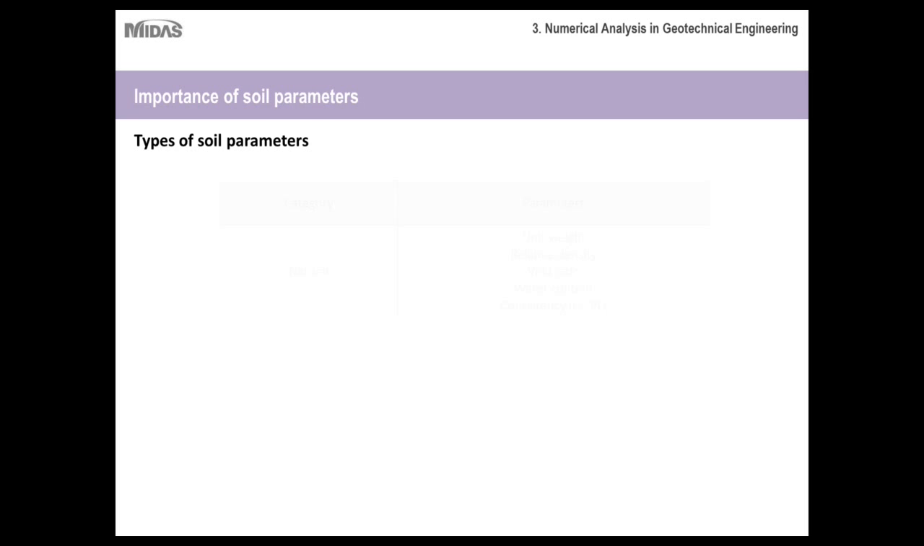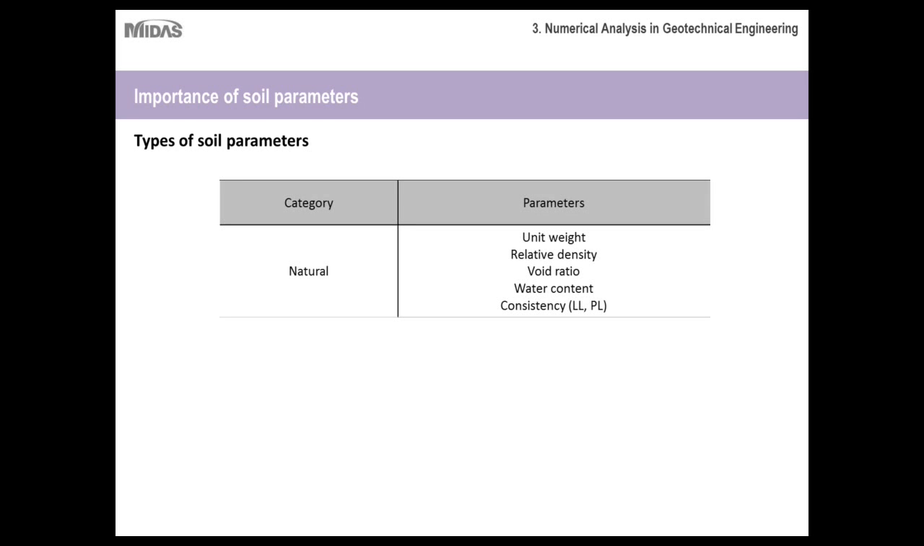So, types of soil parameters. First, let's talk about natural soil parameters. Parameters such as unit weight, relative density, void ratio, water content, consistency, liquid limit, plastic limit. These are all parameters that you should be familiar with, and you should have all of them ready when you create your numerical model. These parameters are essentially used for all types of geotechnical analysis.